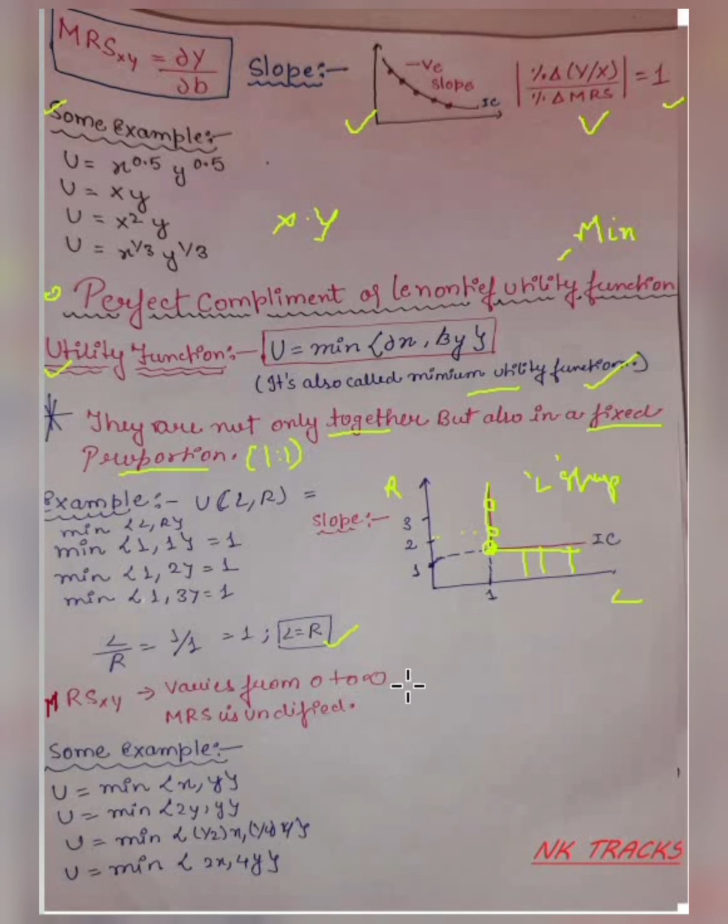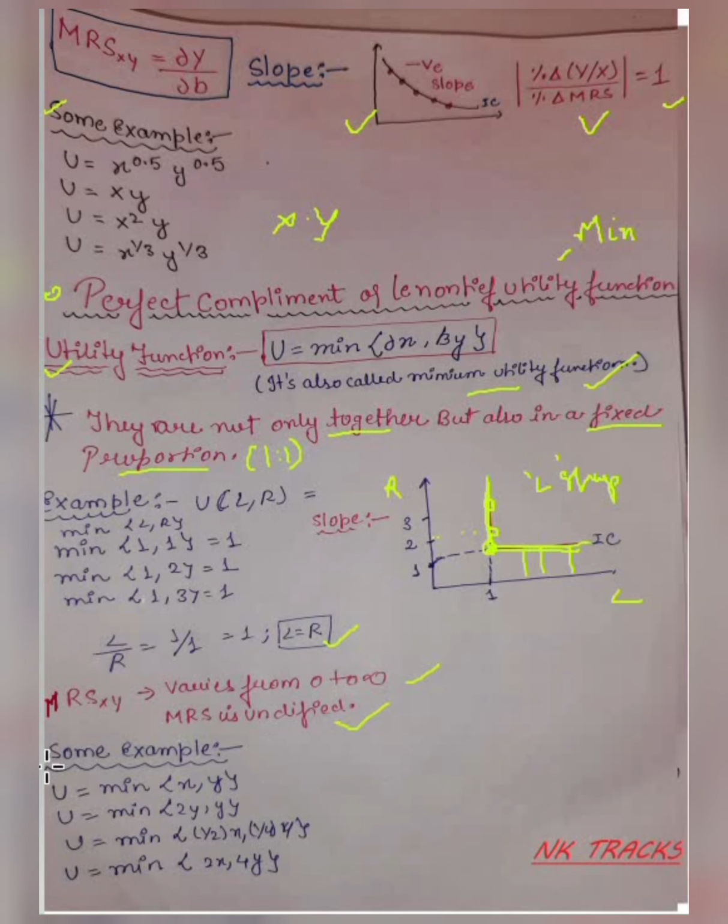So it varies from 0 to infinity. As we can see, it can be either 0 or it could be infinity. It moves either horizontal or it moves vertical. So MRS is not defined. Okay, so here are some examples.